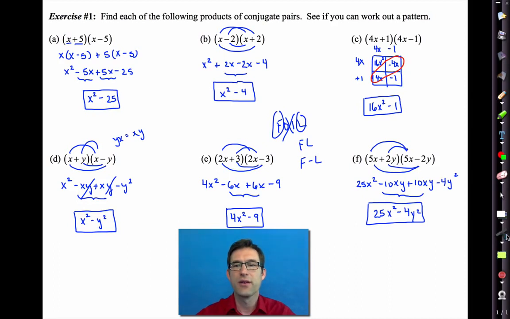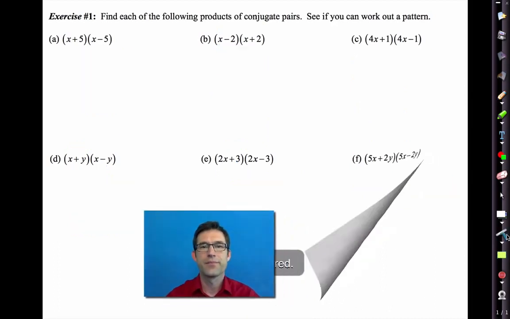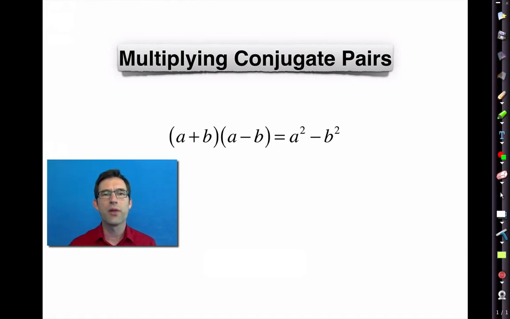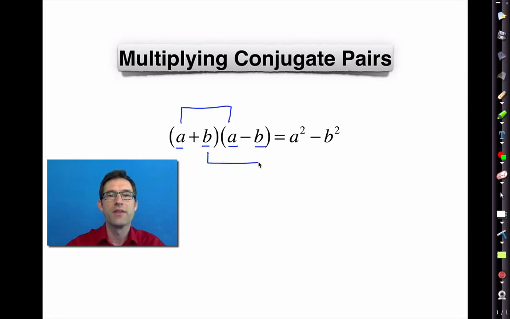All right, let's do it. So here we go, multiplying conjugate pairs. Now, the most generic thing that we get is a plus b times a minus b. Well, we just multiply this and this. We multiply this and this, and then we subtract, okay? Now again, this doesn't generally work except with conjugate pairs, all right?